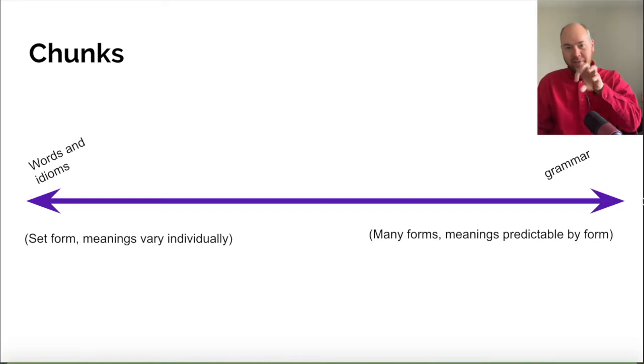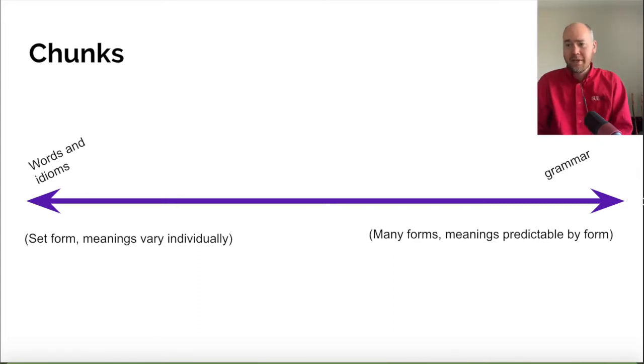A chunk is sort of in the middle between words and grammar. If you think of a word like dog, a word is something you really just have to learn one by one. You can't tell anything about a dog based on its form, right? Based on it has a D and it ends with a G. That doesn't tell you anything about it. It doesn't tell you that it's an animal or it has four legs or anything, right? So those words all have a set form and the meanings are just all different from each other. You just have to learn them one by one.